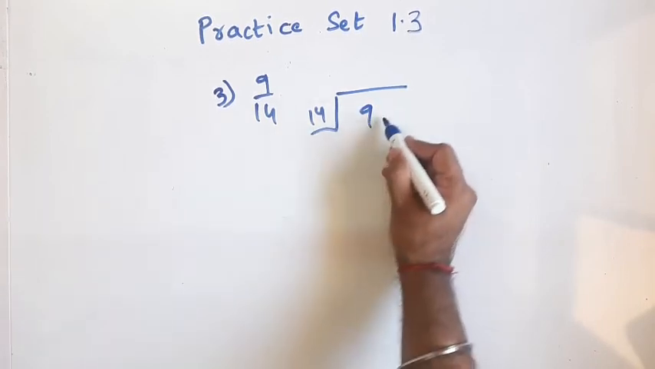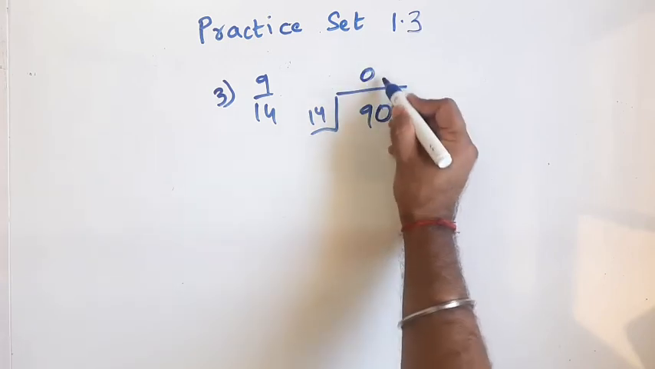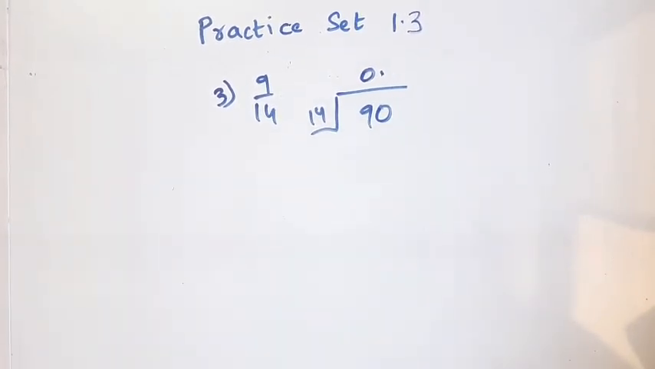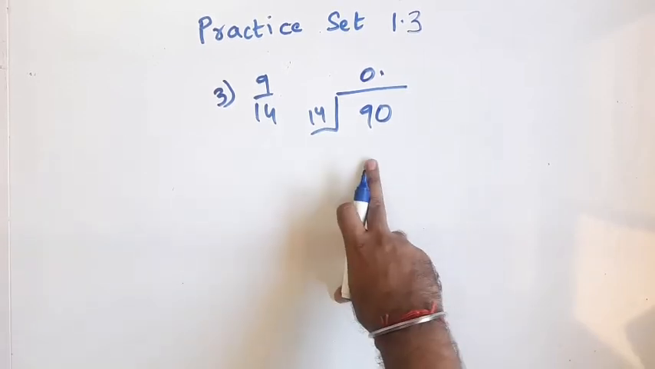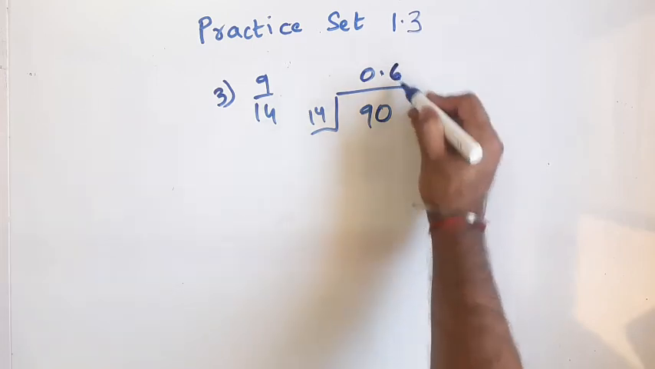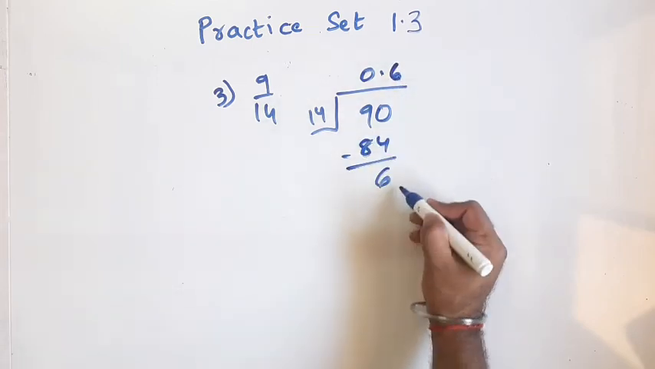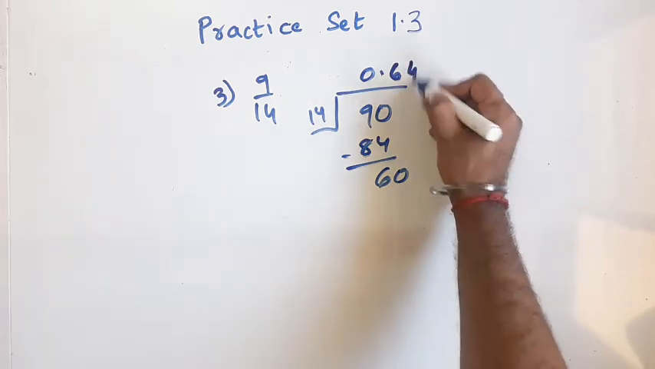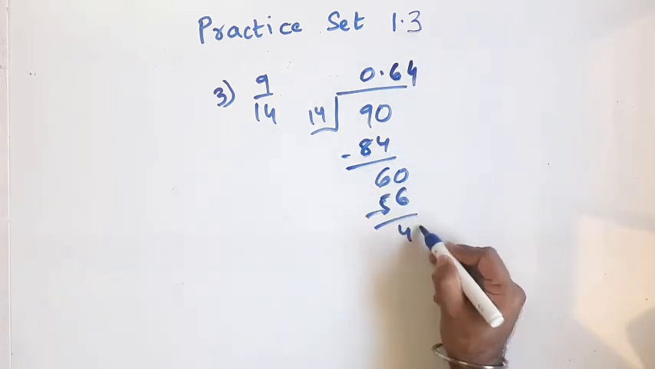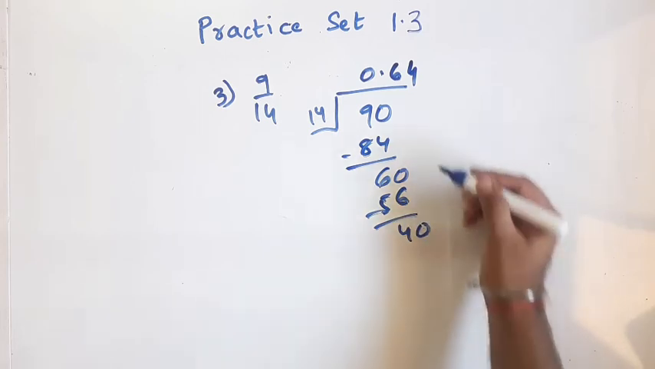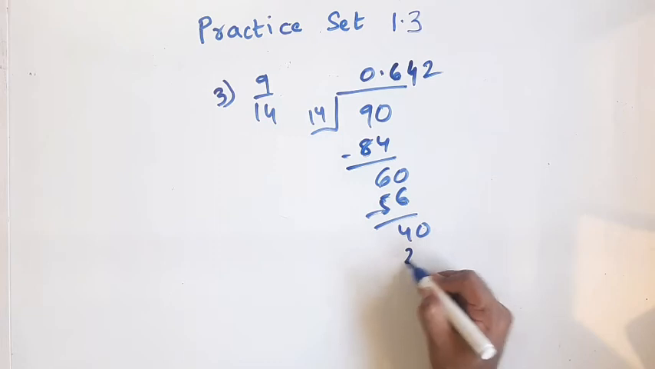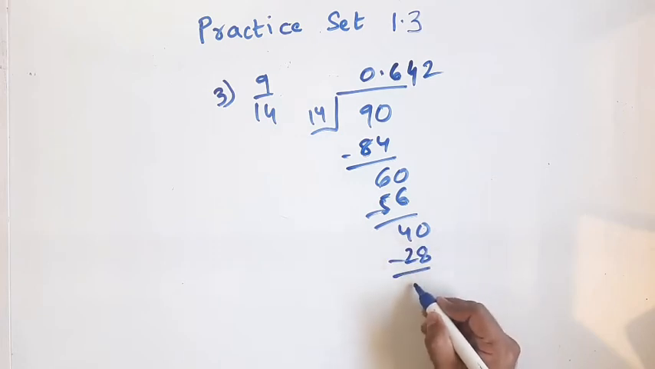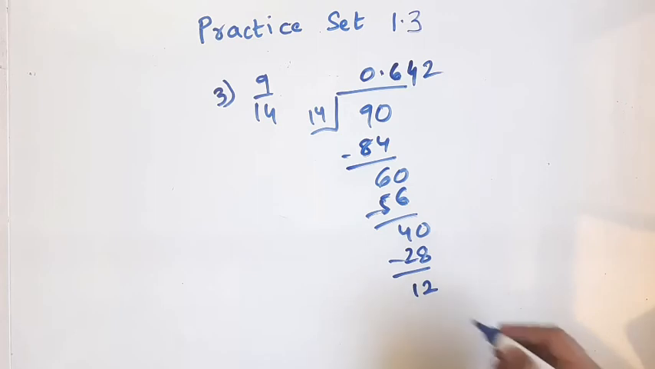Now you know 14 zeros are 0, this will become 90, and put a point. Now the table of 14 says 14 6 is 84. So I'll put this 84, this becomes 6, again here 0. Now 14 4 is 56, 4 remains 0. 14 3 is 42, so I cannot write 3, I'll take 2, 28. What remains here? 12. Okay, so I'll put here 0.